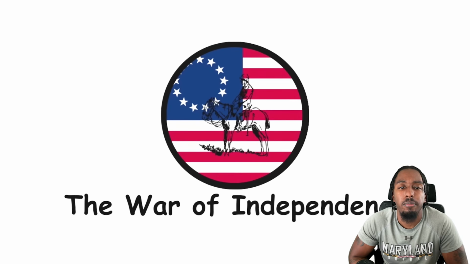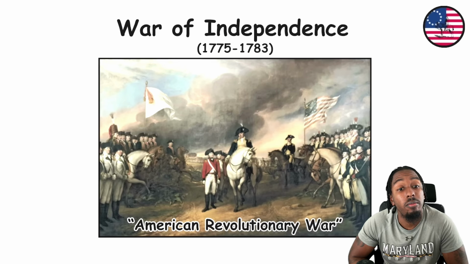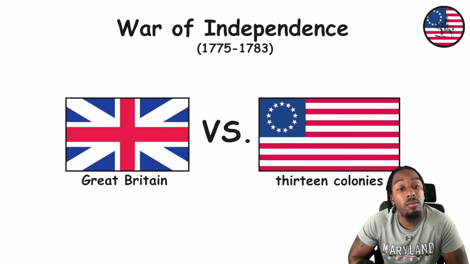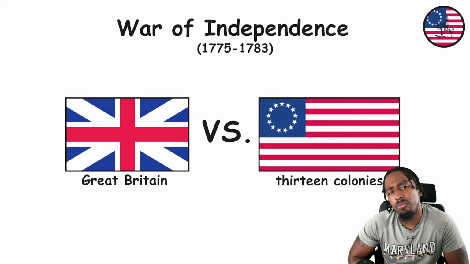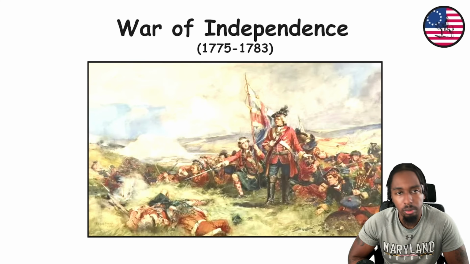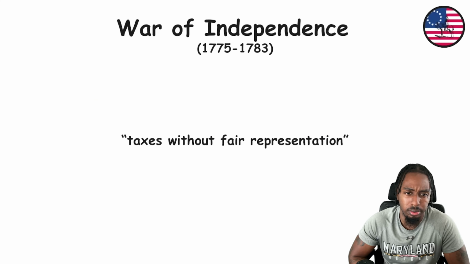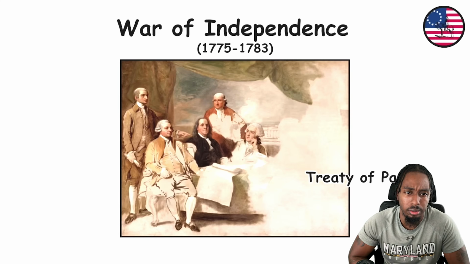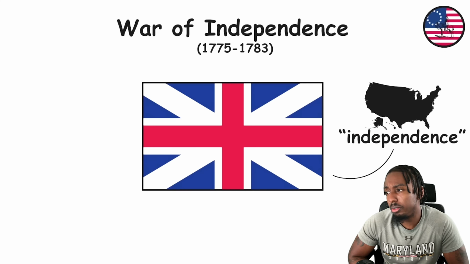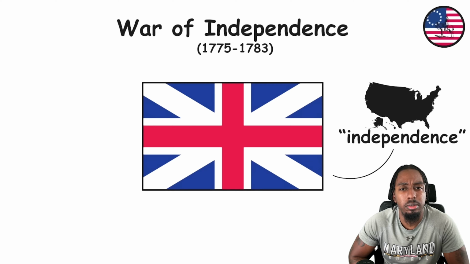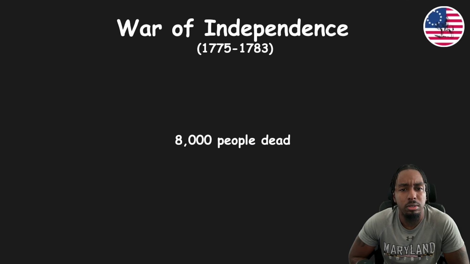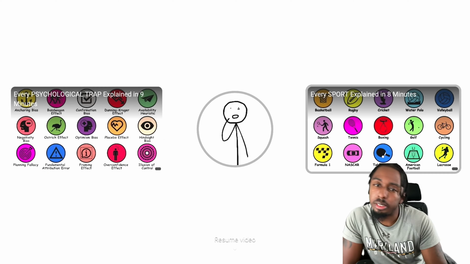The War of Independence. This war refers to the American Revolutionary War, fought between Great Britain and 13 of its North American colonies, which declared themselves independent as the United States of America. The war arose from growing tensions over issues such as taxation without representation and British colonial policies. The conflict ended with the Treaty of Paris, which recognized the independence of the United States and established its borders. Over 8,000 people died.